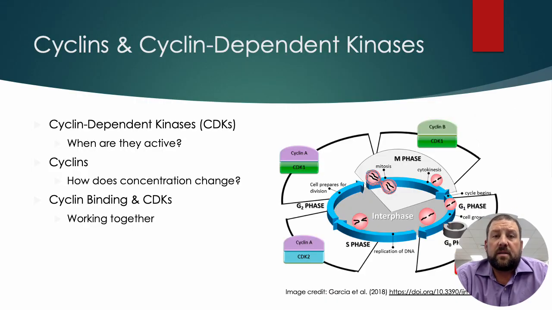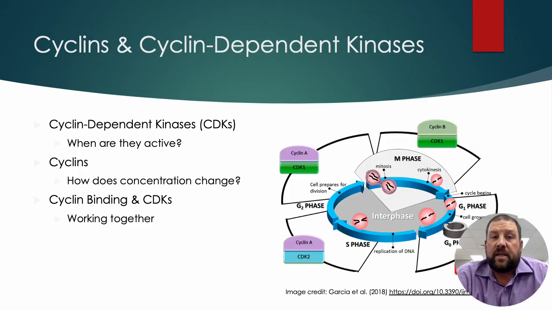Now that we've discussed the phases and checkpoints of the cell cycle, let's take a closer look at what actually controls the timing of those events. Two key players are cyclins and cyclin-dependent kinases, or CDKs. These molecules act like the engines and gears of the cell cycle, making sure everything happens in the correct order.